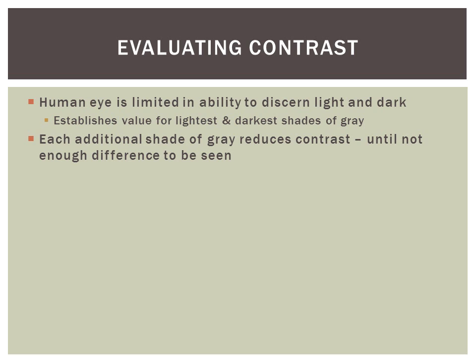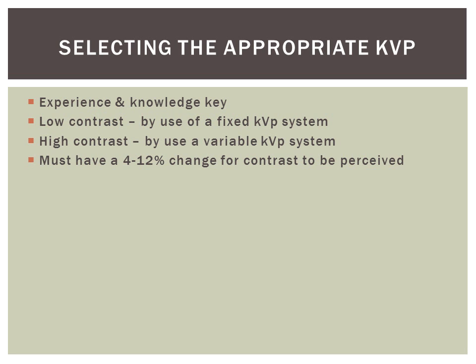Evaluating contrast. The human eye is limited in its ability to discern light and dark. It establishes a value for the lightest and darkest shades of gray. Each additional shade of gray reduces contrast until not enough difference is left to be seen. Selecting the appropriate kVp. Experience and knowledge are key, and already you should be seeing a difference when you go to do a portable, knowing which technique to use.